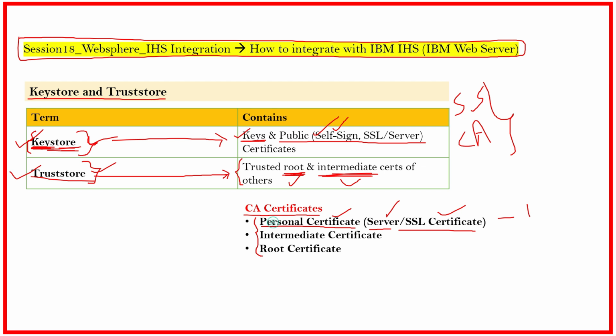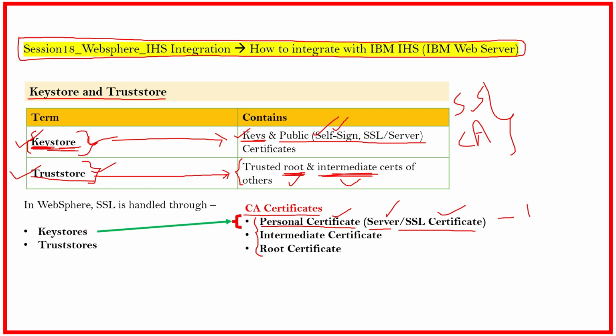This main certificate we always configure in your key store. And apart from that, as I said, we get two more certificates, the intermediate certificate and the root certificate, and these two we always import in the trust store.